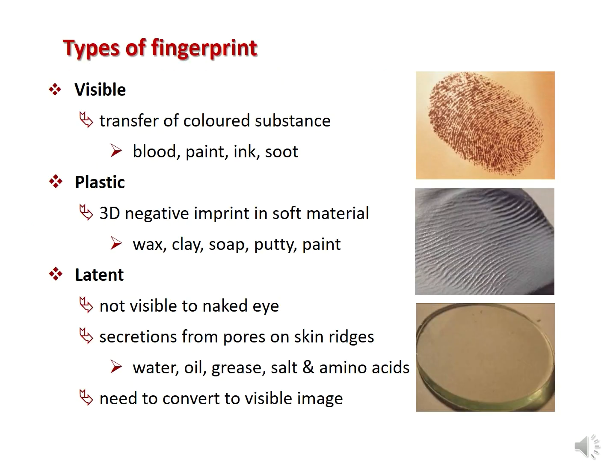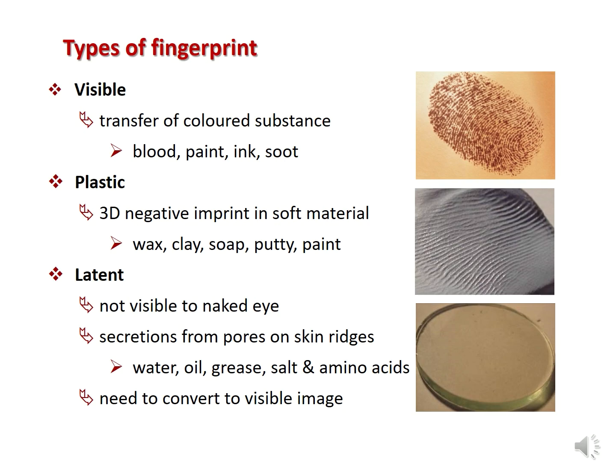There are three types of fingerprint. The first is a visible one, in which there is a coloured substance transferred between the surface and the fingertip. An obvious example is the transfer of blood in a crime of violence. The second type is a plastic fingerprint, and this occurs when the finger is pressed into a soft material, so it leaves a three-dimensional negative imprint in that material. An example here would be the putty in a window frame when it's touched during the course of a burglary.